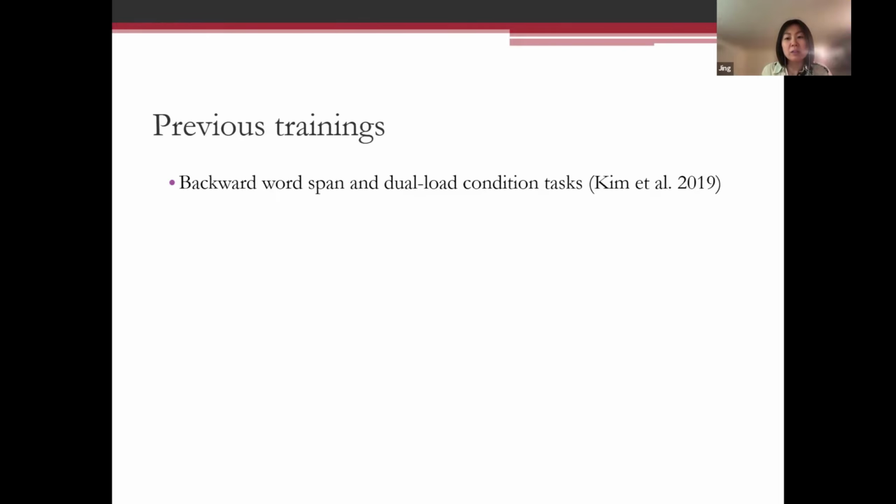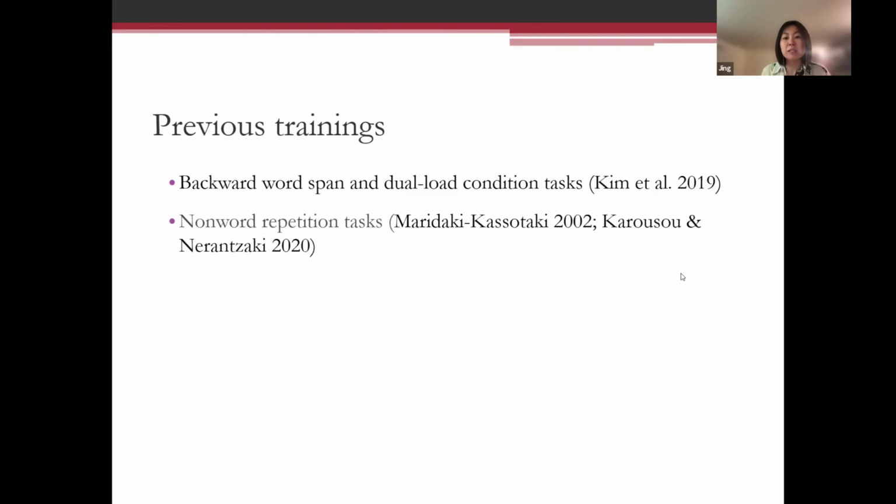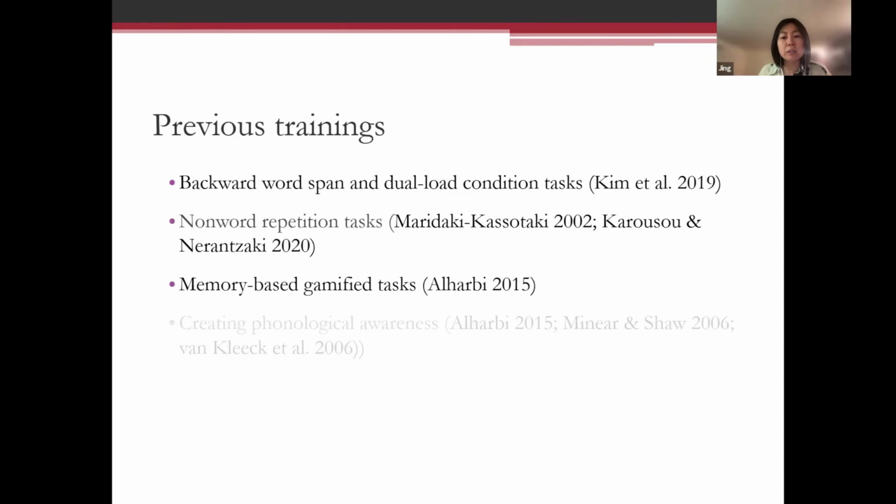In the Kim et al. study, they targeted bilingual toddlers, so very young kids. They used the backward span and dual load condition task, and they found a significant difference between two groups, one trained and the other not trained, in understanding rhyme in English and some prosody, and also in word learning. Then there is a Greek study, the second one, using the noun-word repetition task.